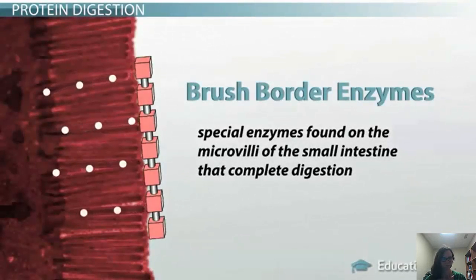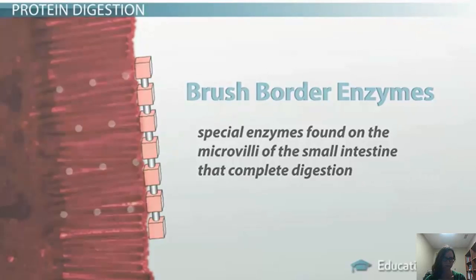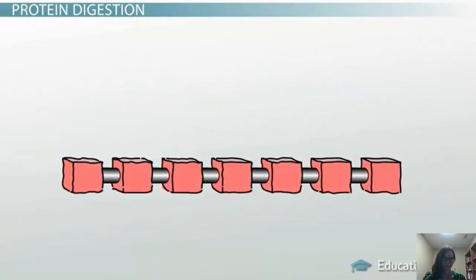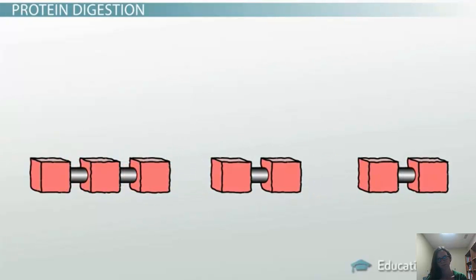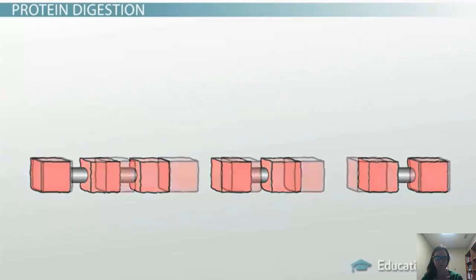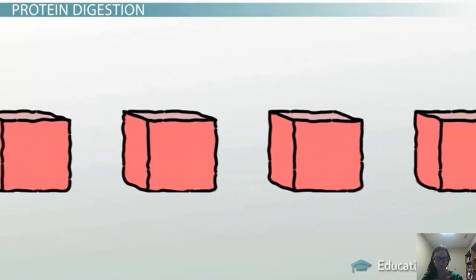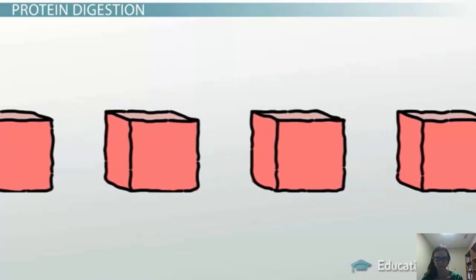We previously learned that the brush border enzymes are special enzymes found on the microvilli of the small intestine that complete digestion. The peptide bonds holding the polypeptides together continue to be hydrolyzed, or broken down, and result in smaller units called peptides. Peptides are simply defined as two or more amino acids linked together. Enzymes continue to break down polypeptides and peptides into amino acids. Because amino acids are very small, they're able to be absorbed through the small intestine lining and into your bloodstream.